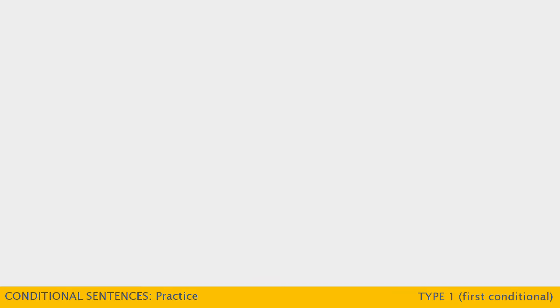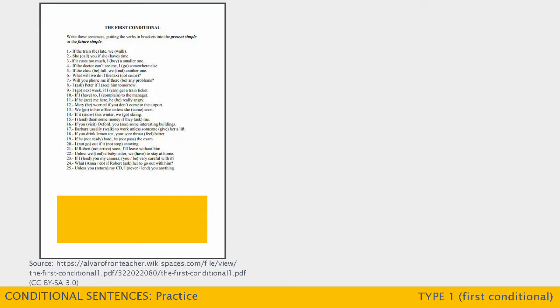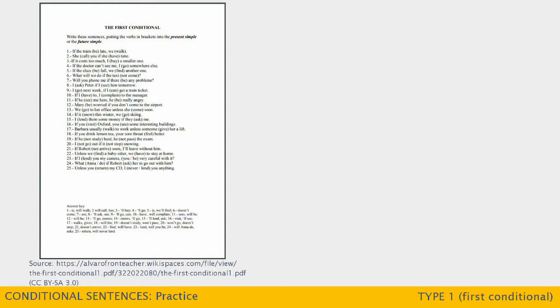We will begin with the first type straight away, since type 0 is really simple. Write the sentences of this worksheet using the present simple or future simple, will plus infinitive, of the verbs in brackets to make first conditional sentences. Pause the video to do the activity. When you have finished, keep playing the video. Take your time to check your answers, so pause the video again, check them, and then keep on playing it.